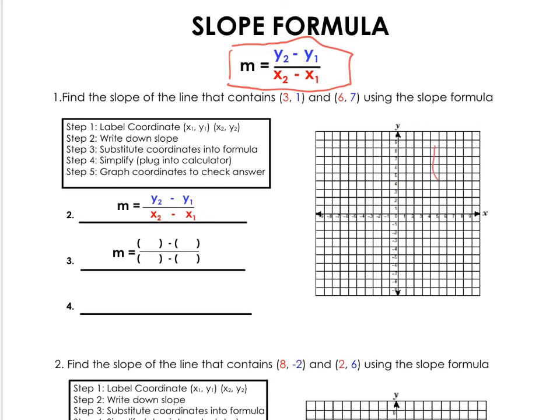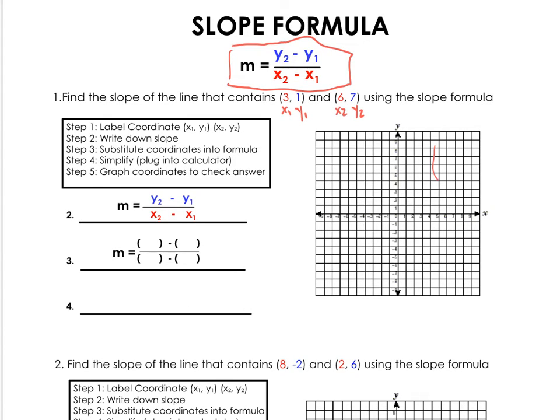Find the slope of a line that contains the points 3, 1, and 6, 7 using the slope formula. Well, what you should start off by doing is labeling your points. So this is x1 and y1, and this is x2 and y2. All right? And now, whenever we have a formula in this class, you rewrite your formula. Luckily, I've done it for you. The slope equals y2 minus y1 over x2 minus x1. We'll plug in our points.